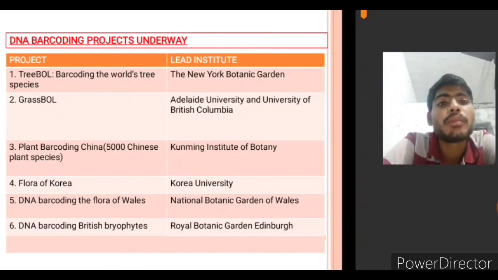Similarly, Korea University works on the flora of Korea. Similarly, the National Botanical Garden of Wales works on DNA barcoding the flora of Wales. Similarly, the Royal Botanic Garden Edinburgh works on DNA barcoding British bryophytes.